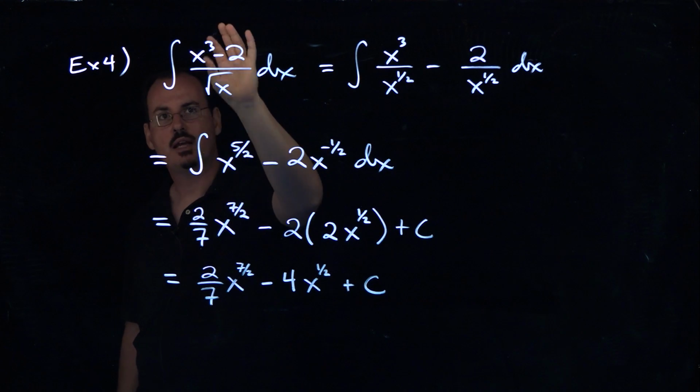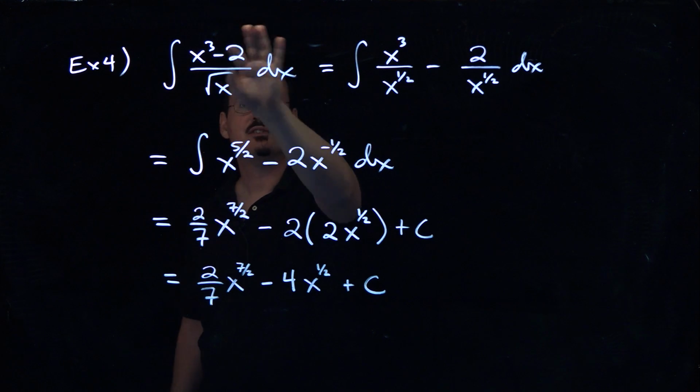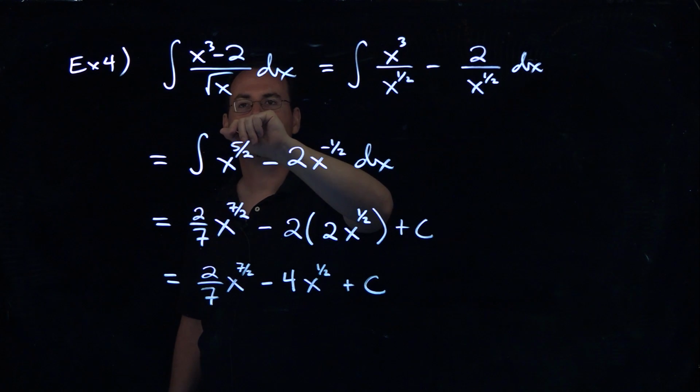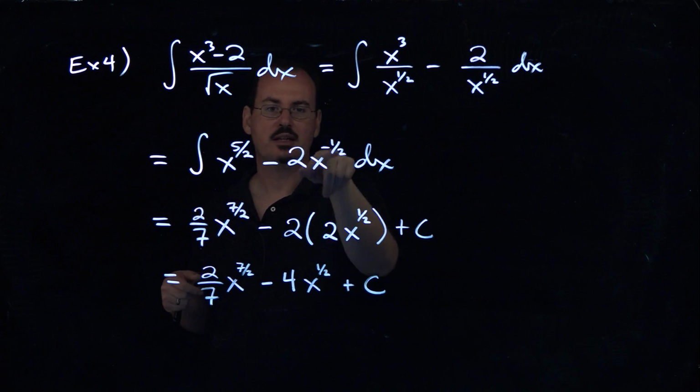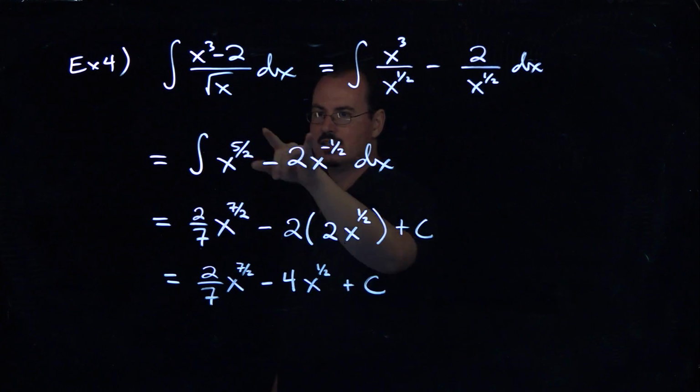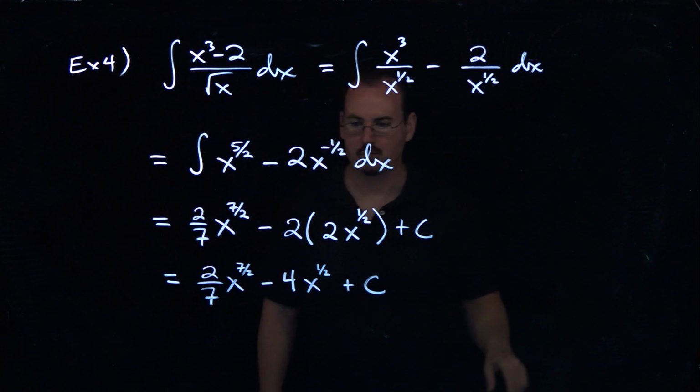Always any roots, write them as powers. You got a couple of things added together or subtracted, split it up, use the properties of exponents to simplify it down to the point where it's power functions. Once it's power functions, use the power rule. Okay?